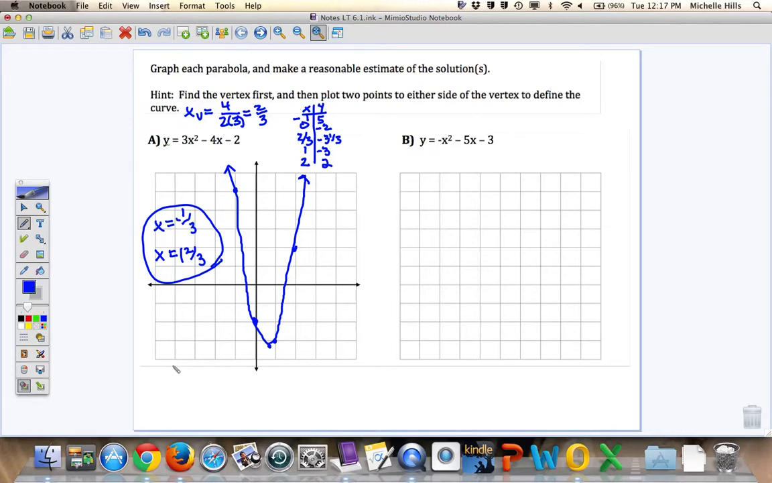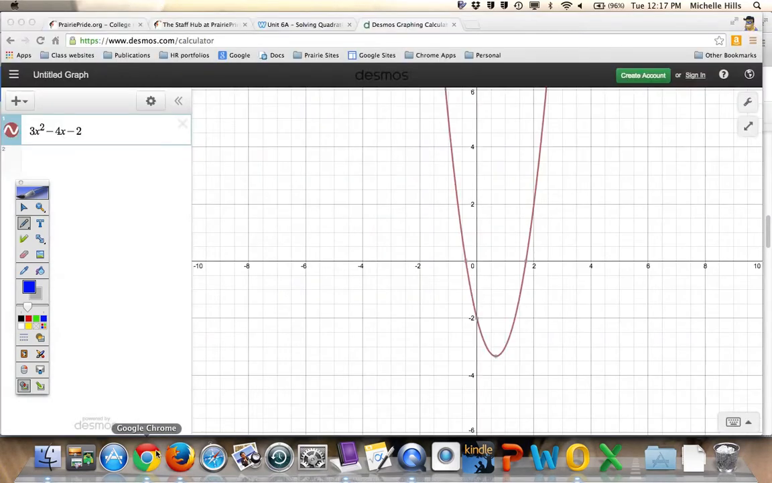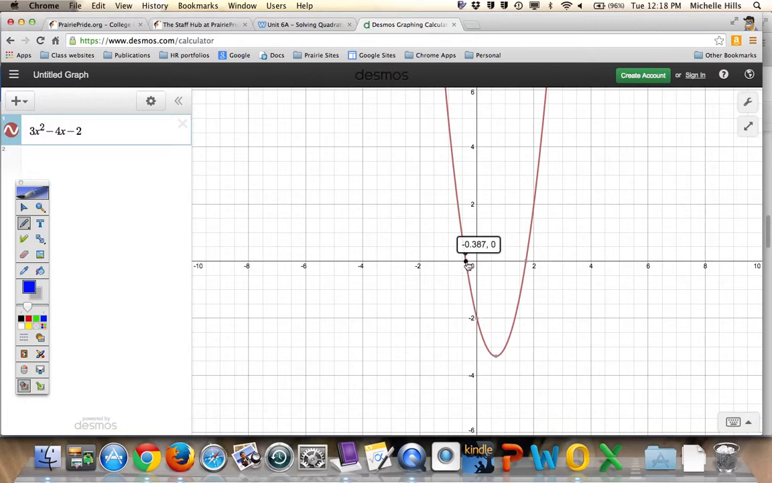Are they exact? No. Are they reasonably accurate? Well, if I go to Desmos, I can actually look and see it's about -0.387, so about -0.38, or -0.39, and about 1. So I said about -1/3. That's reasonably close to -0.387. And I said 1 2/3, probably 1 3/4 looking at this would have been closer.